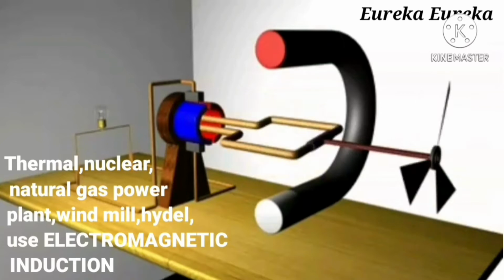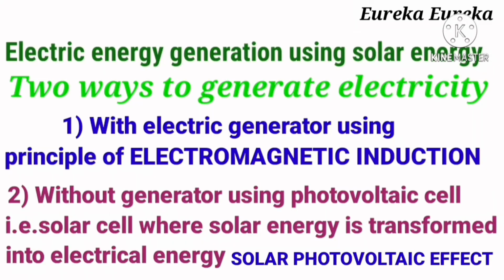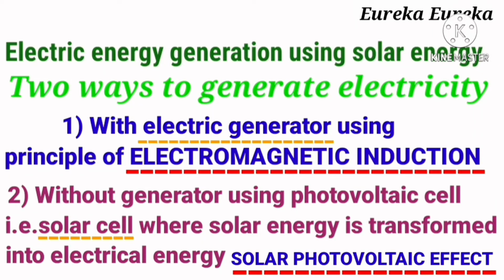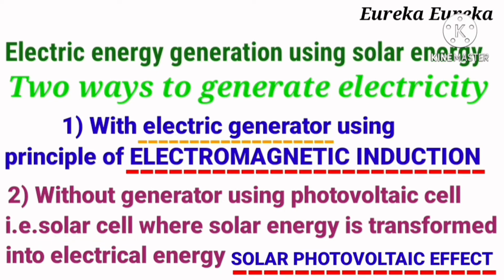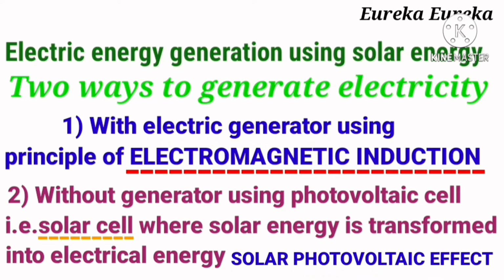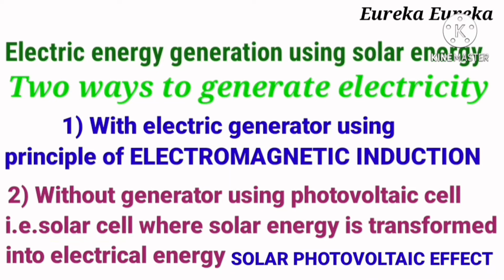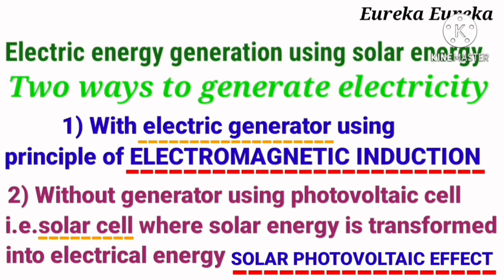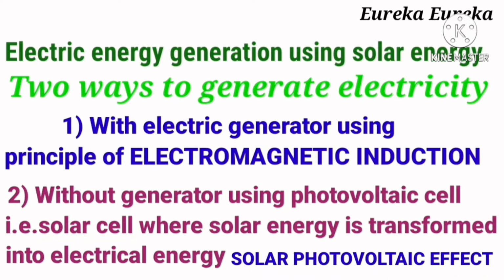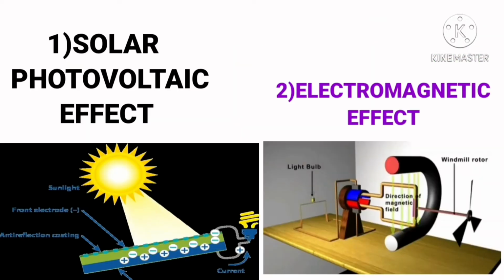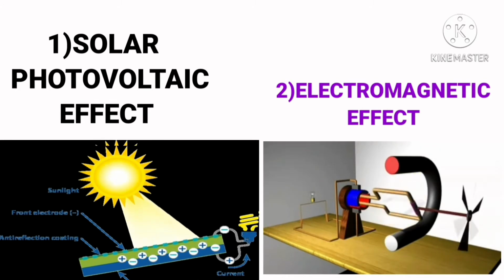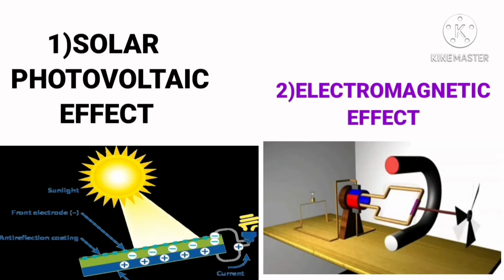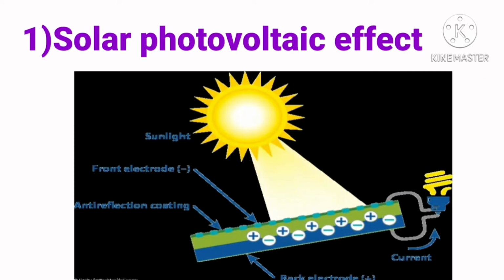But electricity generation from solar energy is done in two different ways. First, by using electromagnetic induction, that is, an electric generator is used, and secondly by using a photovoltaic cell where electromagnetic induction is not used in this process. In short, use of solar photovoltaic cell and use of electric generator are the two different ways by which solar energy can be converted into electrical energy.